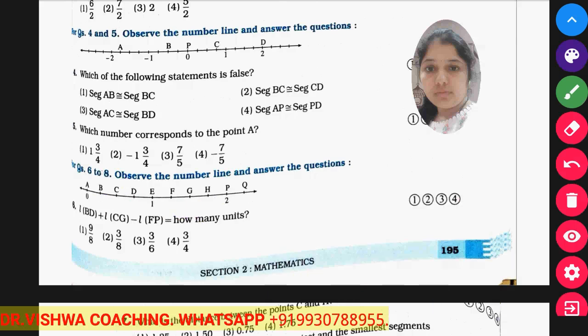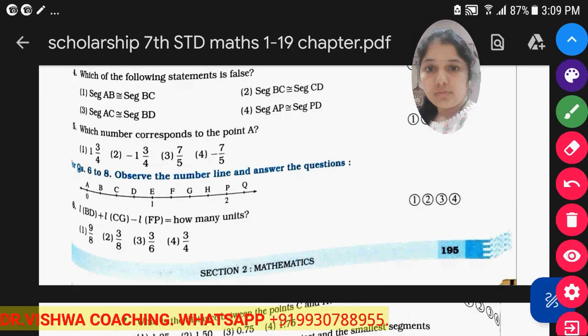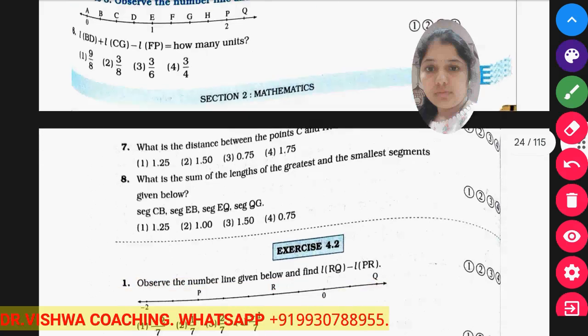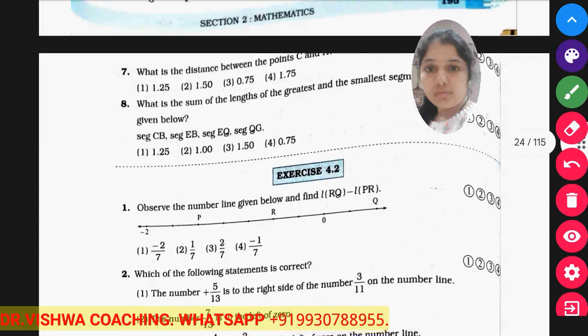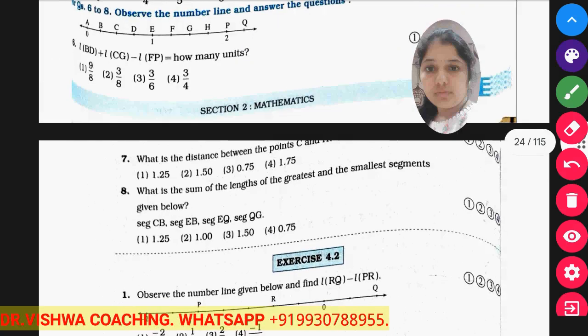Because we have to see the unit from 0 to 1. 0 to 1 is 1 unit, and this 1 unit is divided into how many equal parts? 4 equal parts. Again this 1 unit is divided into 4 equal parts, and out of those 4 parts, how many parts are taken forms your numerator.